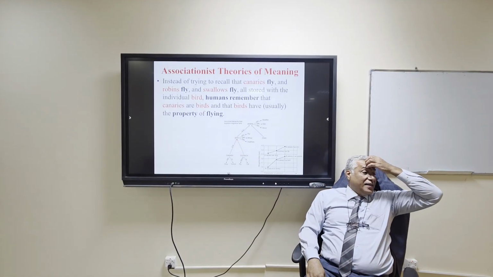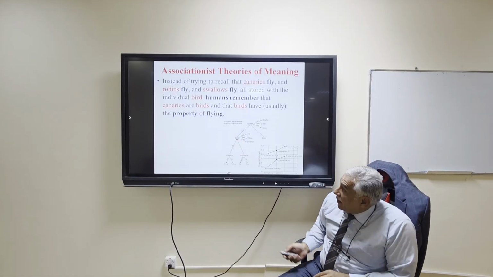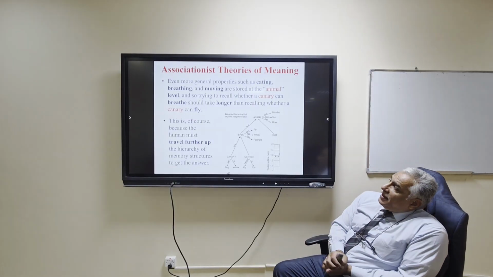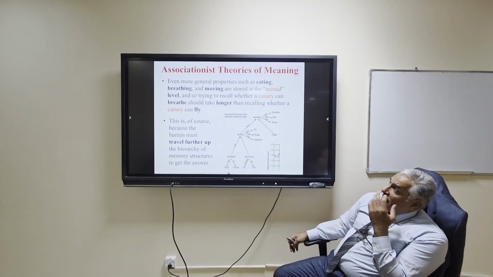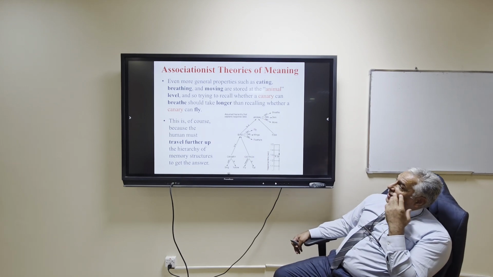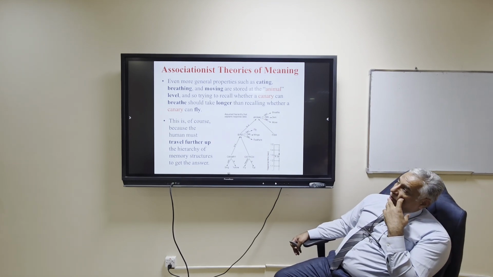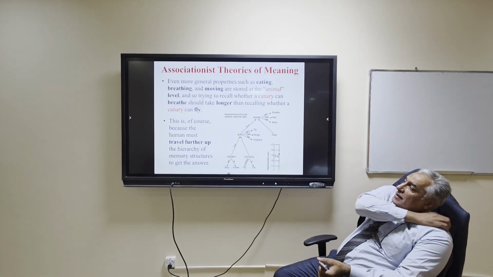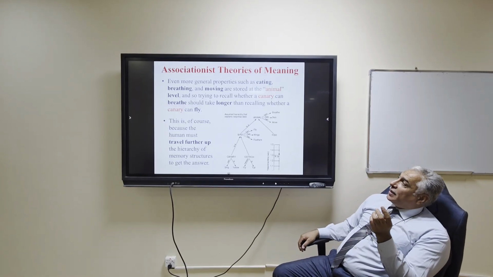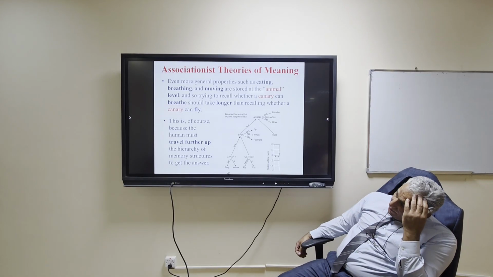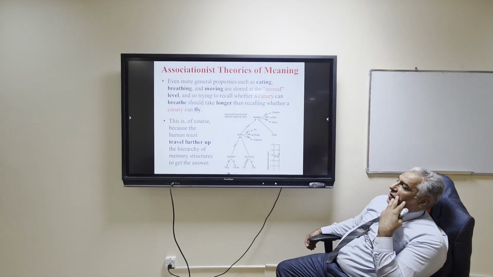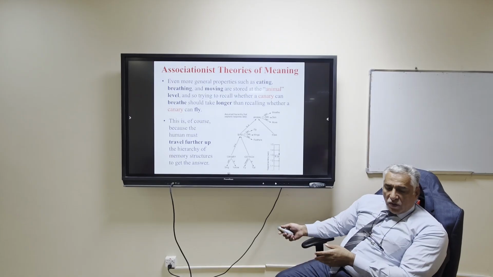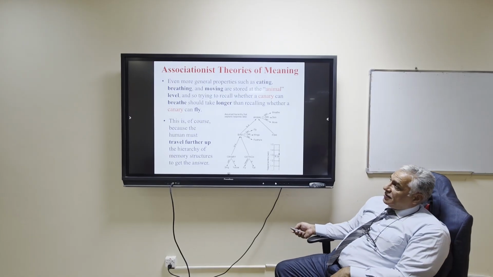This is called inheritance. Now, even marginal properties such as eating, breathing, and moving are stored at the animal level. So recalling whether a canary can breathe should take longer than recalling whether a canary can fly. This is of course because the human must travel further up the hierarchy of the memory structure to get the answer.